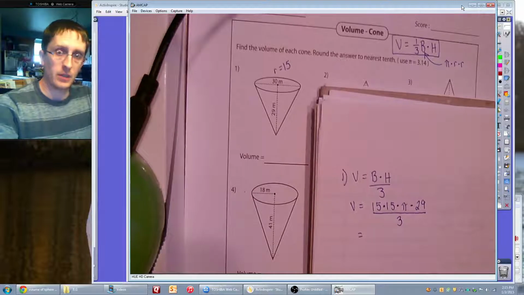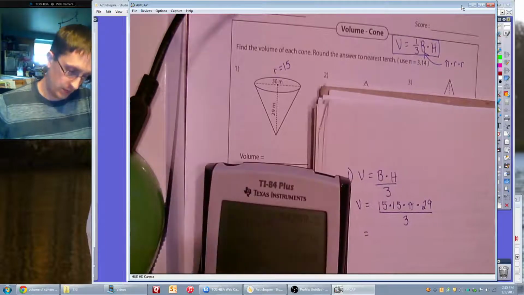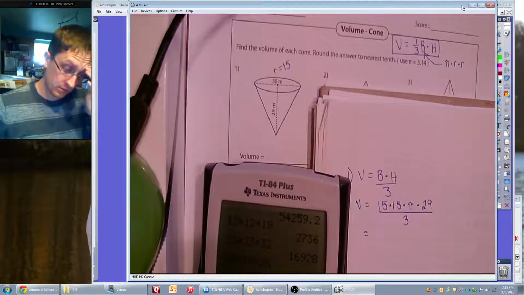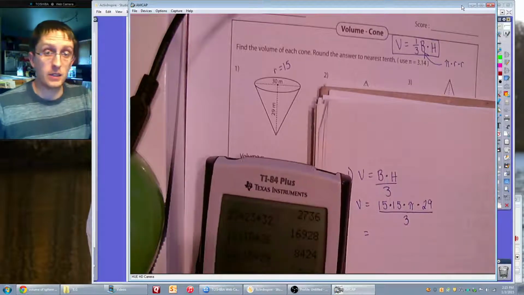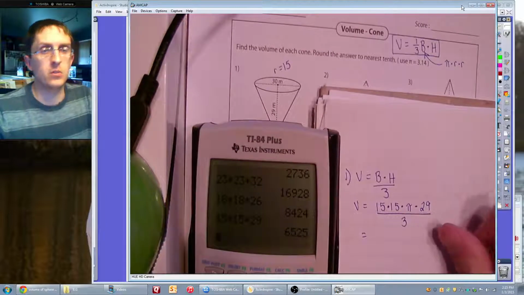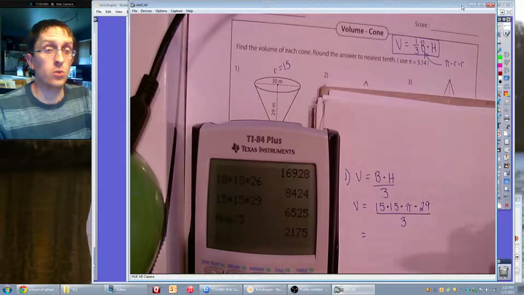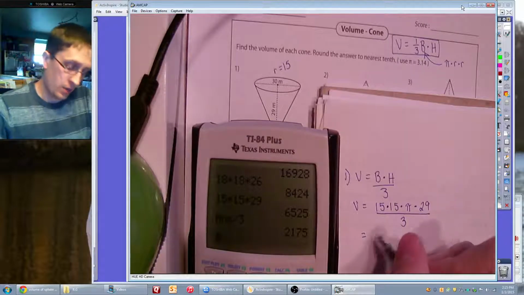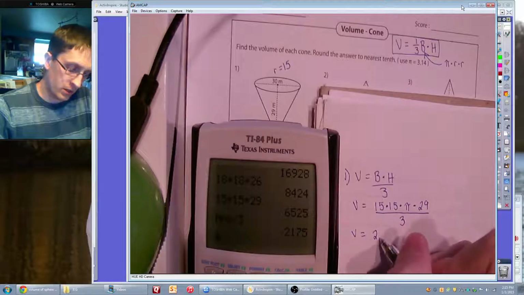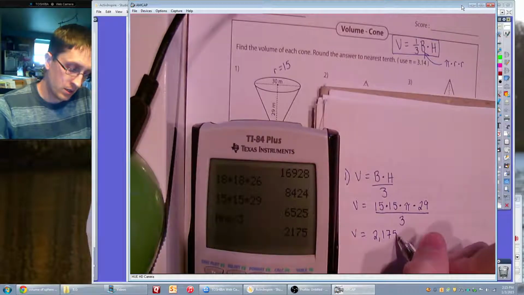So I'm going to get out my calculator. I'm going to do 15 times 15 times 29. And that is, oh, you can't even see that, 6,525. And I'm going to divide that by 3. It's a whole number, so I'm actually going to use 2175. Our volume is equal to 2,175 times pi.